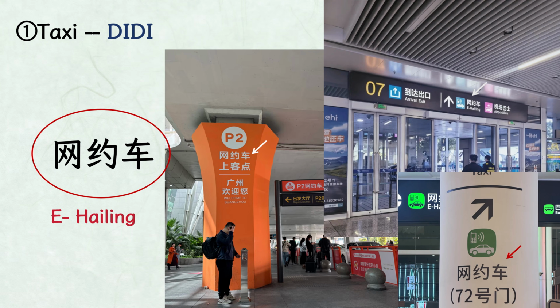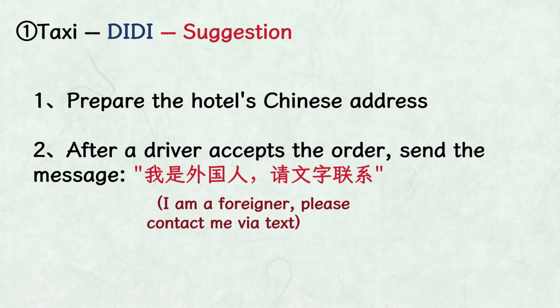If you are at the airport, follow the overhead signs to the dedicated ride-hailing pickup zones. Look out for the three large Chinese characters, 网约车. As a backup, have your hotel's full address written in Chinese beforehand.